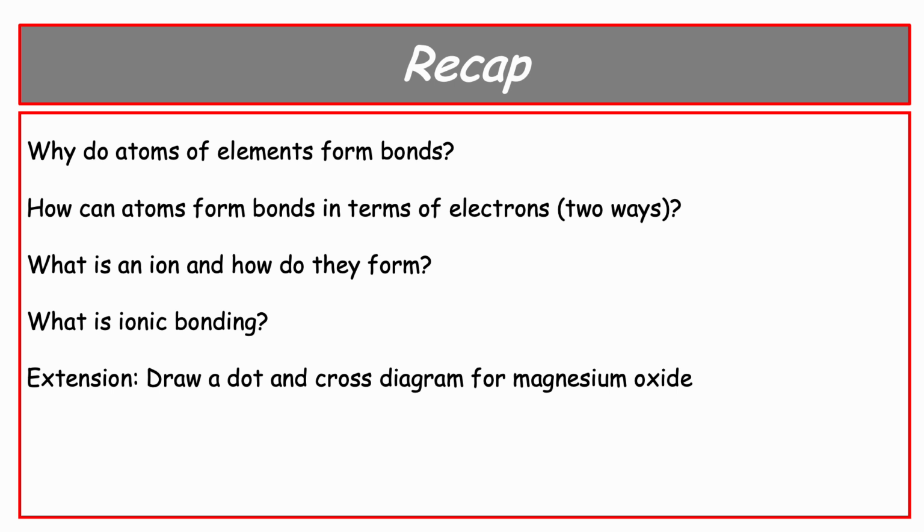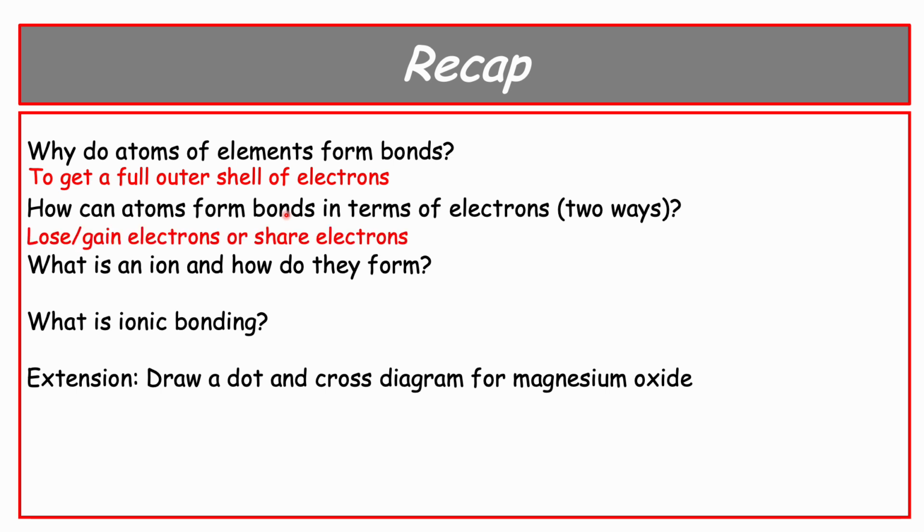So looking at question 1, we know atoms of elements form bonds to get a full outer shell of electrons because that makes them more stable. There are 2 ways atoms can form bonds. The first way is by losing or gaining electrons, and that's how they form ions, and that's how ionic bonds form. But they could also share electrons instead, and that's what we're going to look at this lesson.